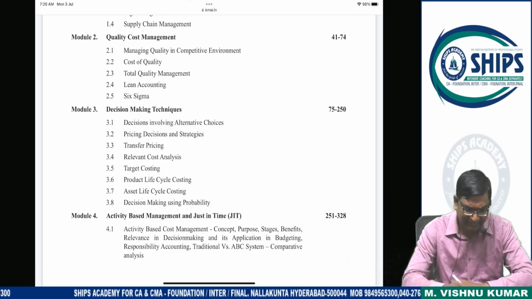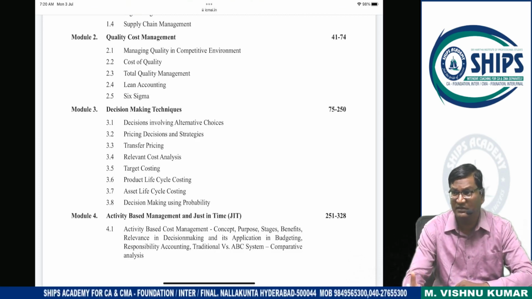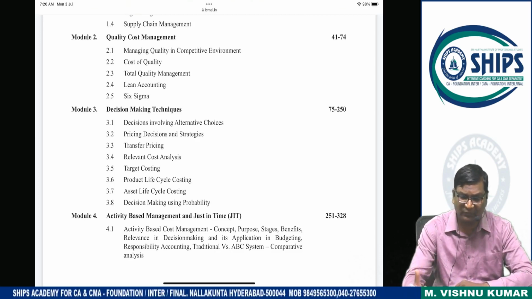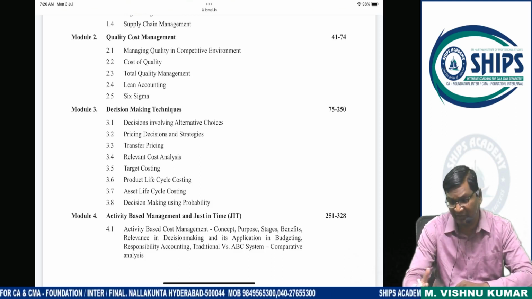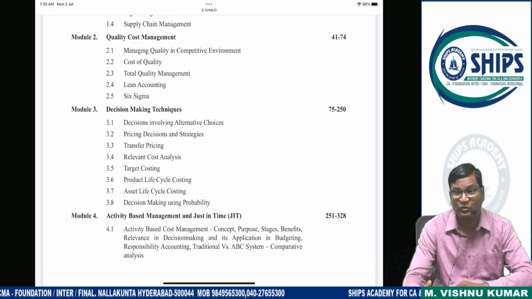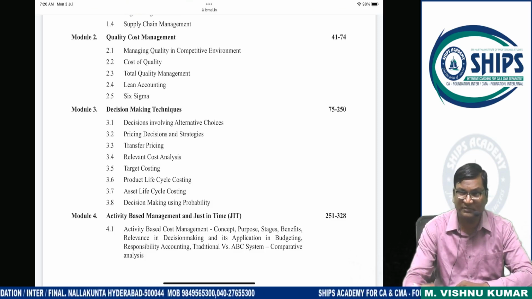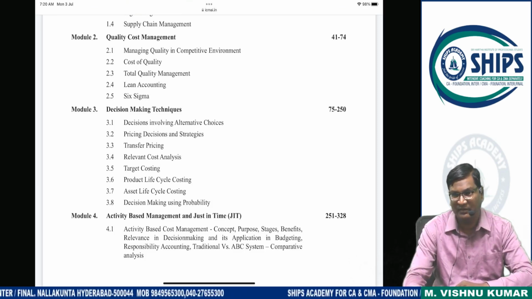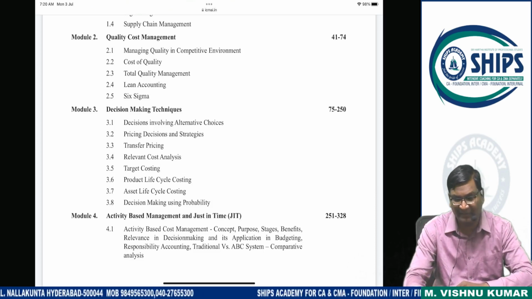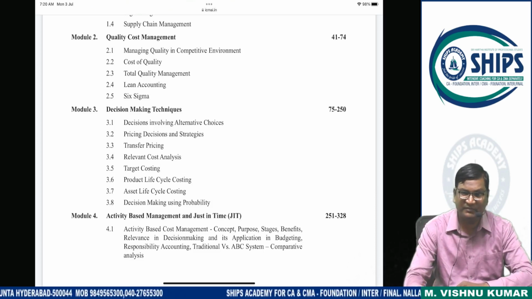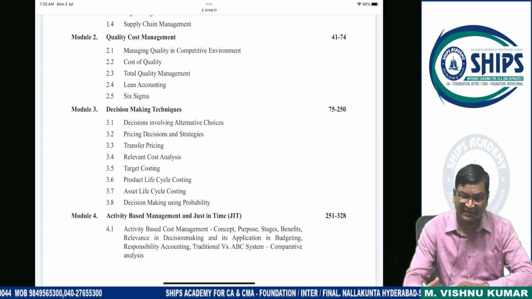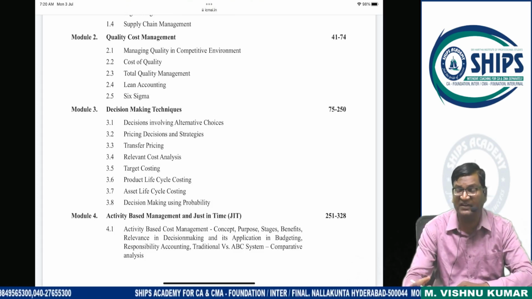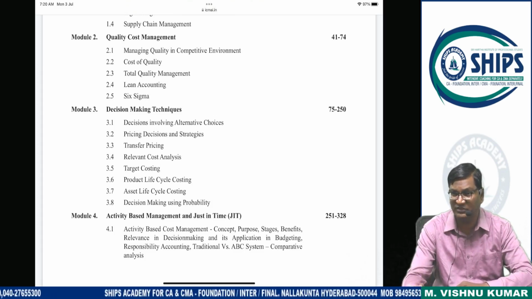Lean accounting and Six Sigma: suppose an organization wants to produce 100% defect-free products they want to manufacture. So what do they have to follow? That system is called Six Sigma. This system was developed by the Motorola company and is adopted throughout the world. 99.99% of production will be defect free if any organization follows the Six Sigma concept. Okay.